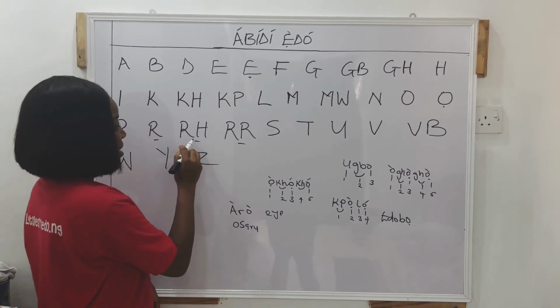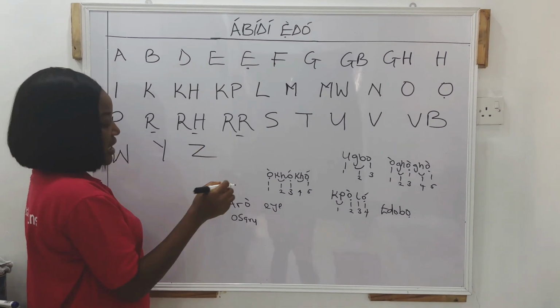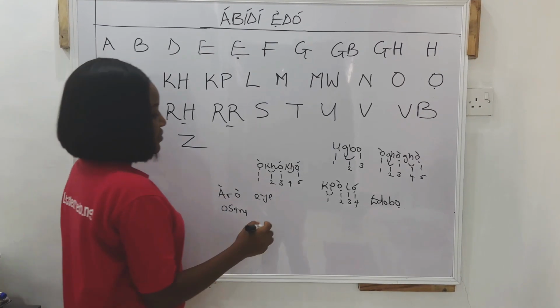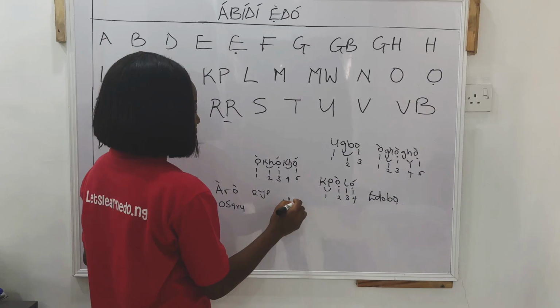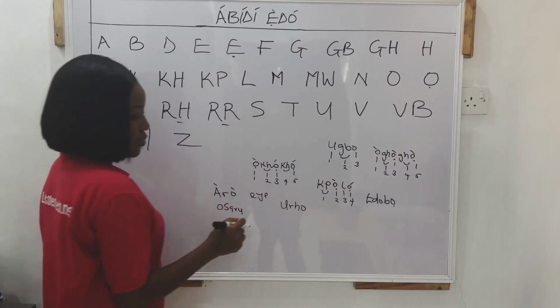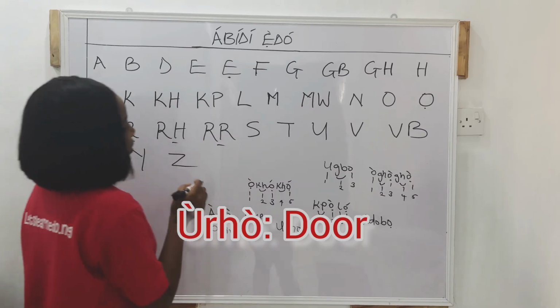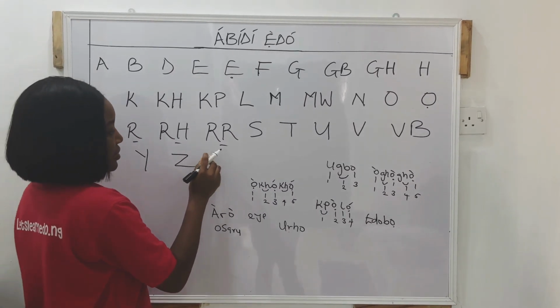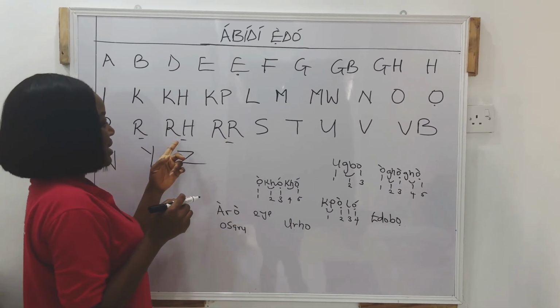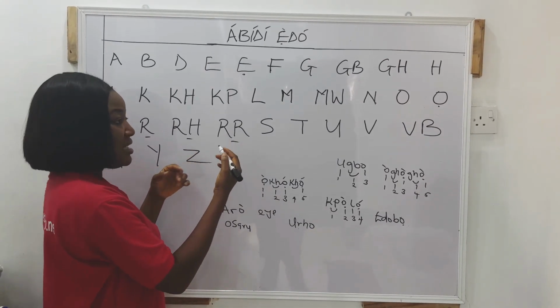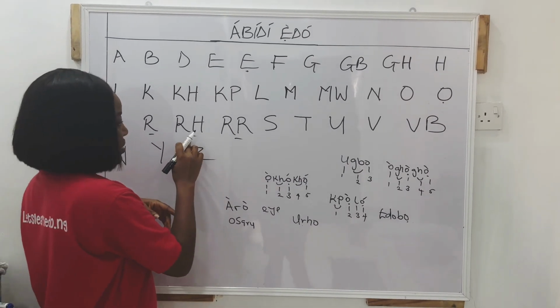And then the next R, which is RH, is the one that is pronounced. For example, we have Uru, Uru. Then for the RR, this is more pronounced than this. It just means that this, when pronouncing it, is more stressed than when pronouncing this.